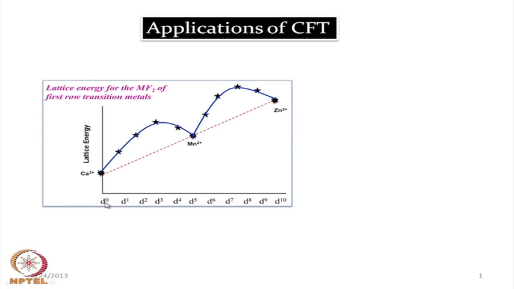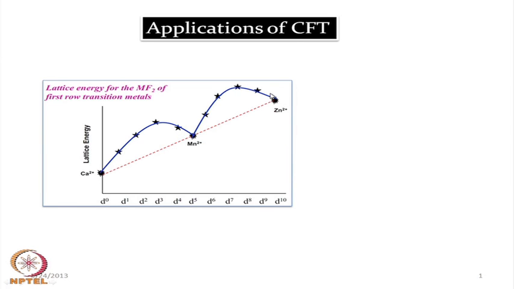So, these 11 elements, if we consider and plot them in this fashion, we will see that the occupation of these d levels contributes differently towards the lattice energy term for these transition metal ions. So, when we go from d1 up to d2, d3, it drops again at d4 and again comes back to the linear straight line.